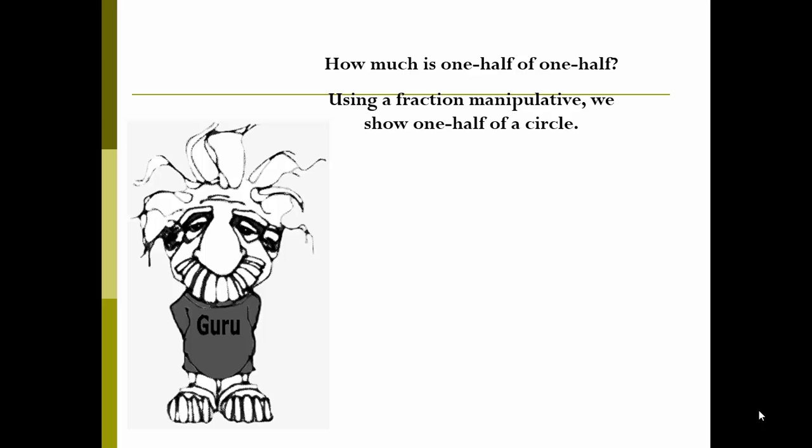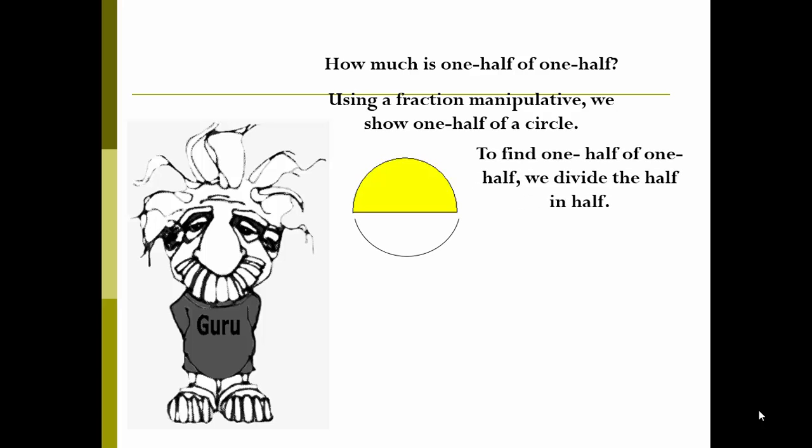First, we're going to use a fraction manipulative, and we're going to see what it is to have 1/2 of a circle. So to find 1/2 of 1/2, we must divide the half in half. And I know you guys are like, oh my god, this is way too complicated. There's too many halves going on. But as we proceed, hopefully it will make things a little bit easier for you. So once we divide the half in half, we can determine that this would actually equal 1/4.